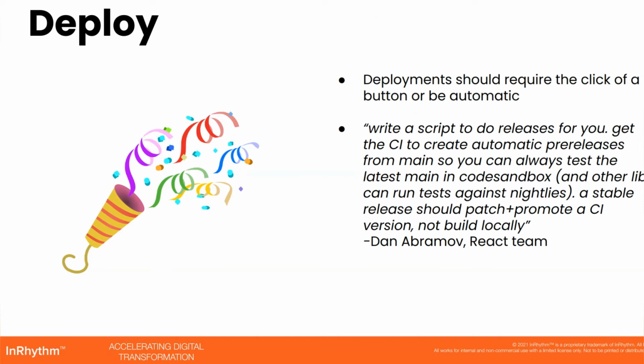Get the CI to create automatic pre-releases from main, so you can always test the latest main in a code sandbox. A stable release should patch and promote a CI version, not build locally. And that's really important. The deployment on your release day should be the click of a button, or it should happen automatically. You shouldn't have to give any thought to it. Maybe you monitor and just make sure everything went smoothly, and you can make fixes if you need to, but you shouldn't be doing this by hand.